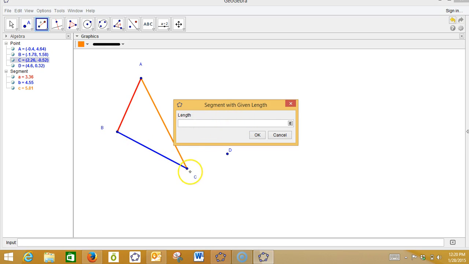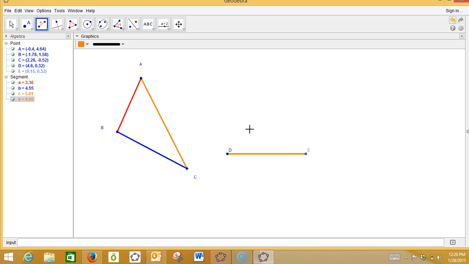And I want it to be as long as this segment BC. So in my input bar, I'm going to type, make sure your letters are capital, BC. So this is going to be the length of BC, and I'm going to hit OK. And I'm going to make it blue just so that we keep it orderly here.